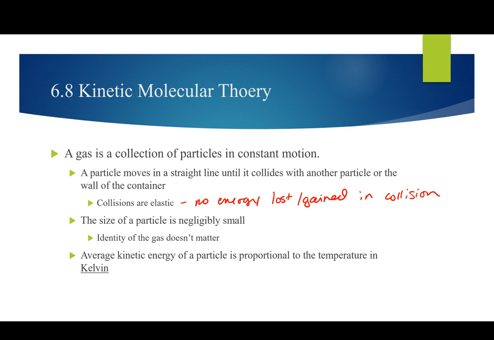Lastly, average kinetic energy of a particle is proportional to the temperature in Kelvin. Kelvin is Celsius plus 273. And the energy is only proportional to the temperature in Kelvin, not the Celsius temperature. So for all of these gas laws, anytime you're dealing with temperature, you do have to convert the temperature to Kelvin to be able to use it.